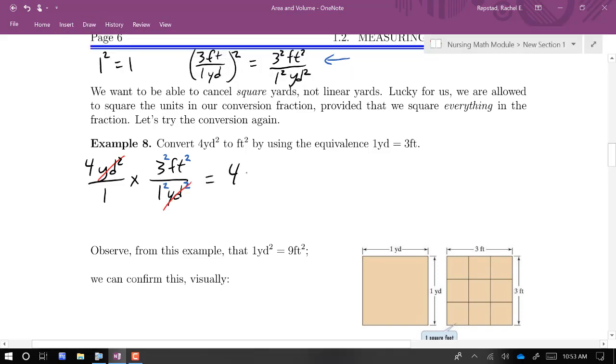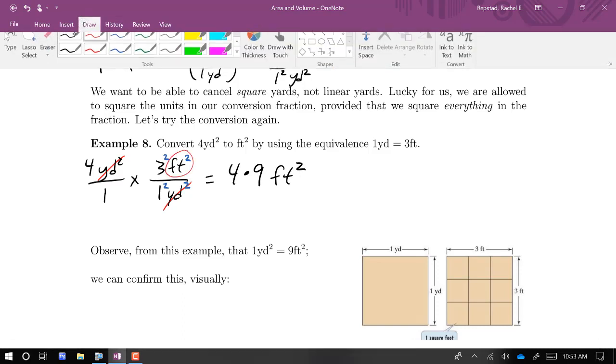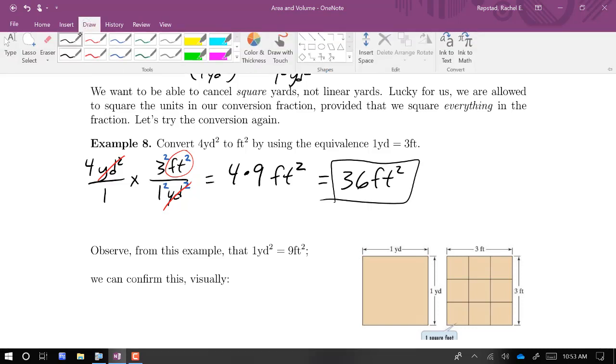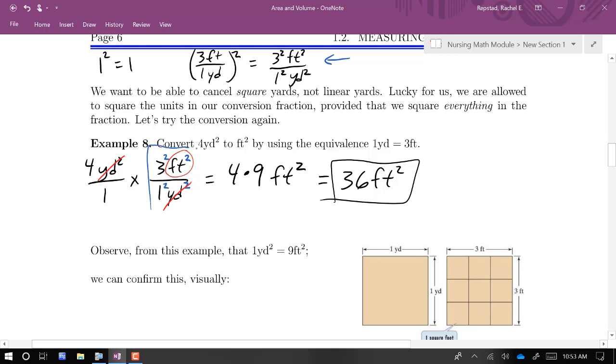I have 4 times 3 squared, which is 9 feet squared. And I'm left with square feet. So 4 times 9 is 36 square feet. Now right here, when we use this technique where we could square everything, we basically discovered that 1 square yard is equal to 9 square feet.